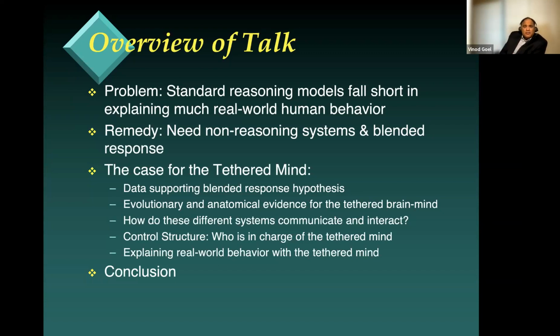So I'm going to, first of all, provide you with some data supporting the blended response hypothesis. Secondly, I'm going to provide you with evolutionary and anatomical evidence for tethered brain-mind systems. Third, how do these different systems communicate and interact? And fourth, what is the control structure? Who is in charge of the tethered mind? And then finally, I'll go back and explain a couple of real-world behaviors with the tethered mind, and offer you a very brief conclusion.